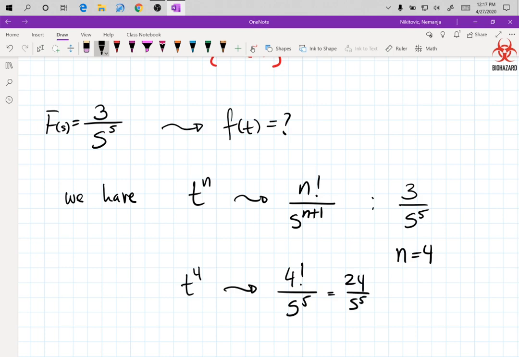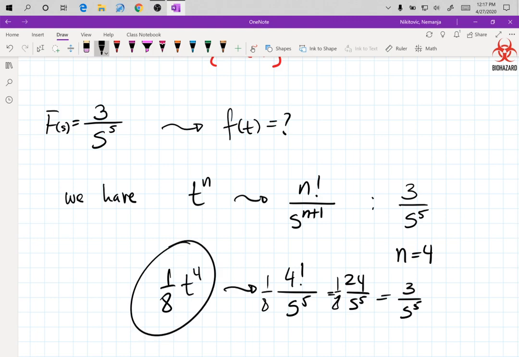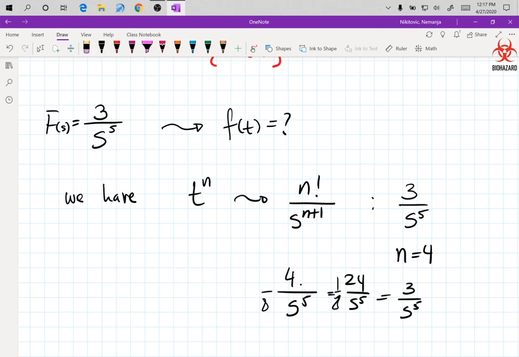But I don't have 24, I have 3. So I need to multiply this by 1 over 8, and if I put 1 over 8 in front, then it's going to work to be 3 over s to the 5. Oh, okay, there it is. Yeah, you have to do this, literally. I'm going to do it from scratch. And then we'll do other examples.